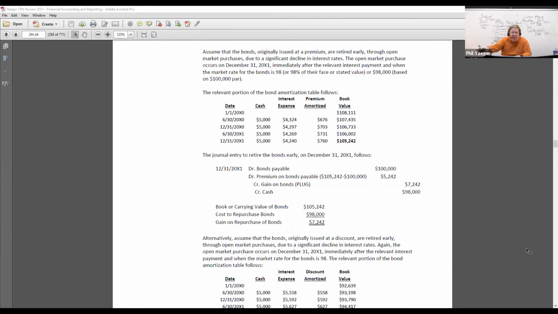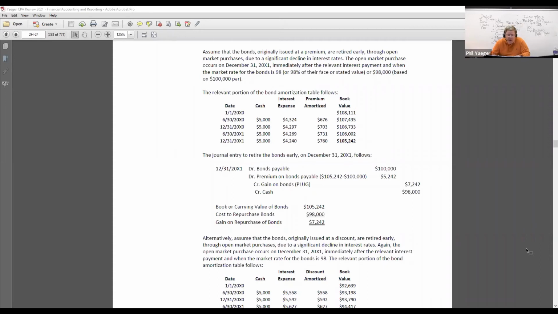I'm calling back the bonds. I'm retiring them. What am I going to debit bonds payable for? 100,000, the face value. Now, what's the carrying value on the date we retire the bonds? 105,542. So there must be a premium that is still not written off. And now that we're retiring the bonds, we're going to write off the remaining unamortized premium. Do you see that?